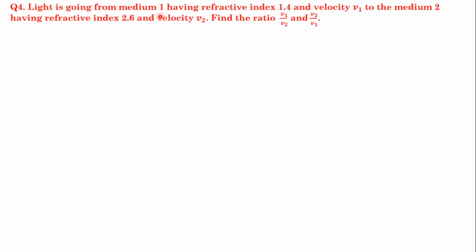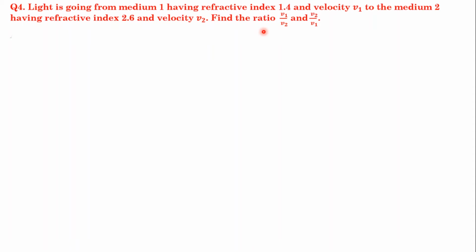Light is going from medium 1 having refractive index 1.4 and velocity v1. So the velocity in medium 1 will be v1 and its refractive index is 1.4. Similarly for medium 2, the refractive index is 2.6 and velocity is v2. And we have to calculate this ratio. So this is the simplest question that I have given to you.